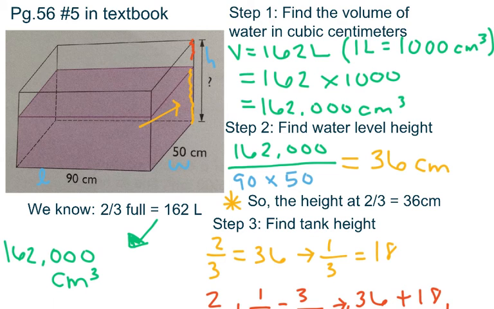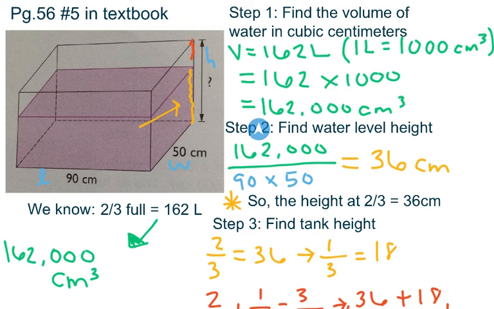So what we need to do is find the volume in centimeters cubed, and the reason being is because all of my measurements are in centimeters. So our first step is to find the volume of water in cubic centimeters. I know that my volume is 162 liters. Well, I know that 1 liter is 1,000 centimeters cubed. So, in order to get my liters to centimeters cubed, I actually have to multiply them. So I'm going from 162 liters times my factor of 1,000 centimeters cubed, and that's going to tell me how many cubic centimeters I have for my volume.